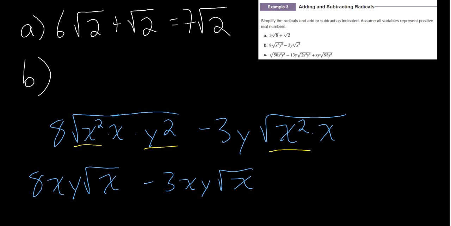And then now I have a common radical, right? So again, the indices are the same. They're both the square root of x. The radicands are the same. They're both x. And from previous sections, we can only add or subtract like variables, and they're both xy. So we are doing pretty good here. So 8xy minus 3xy, well, that's just going to be 5xy on the square root of x.